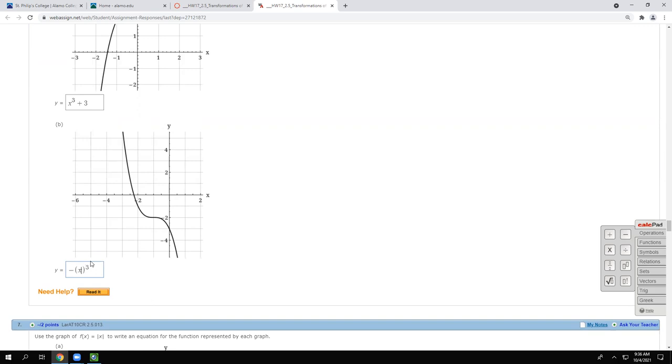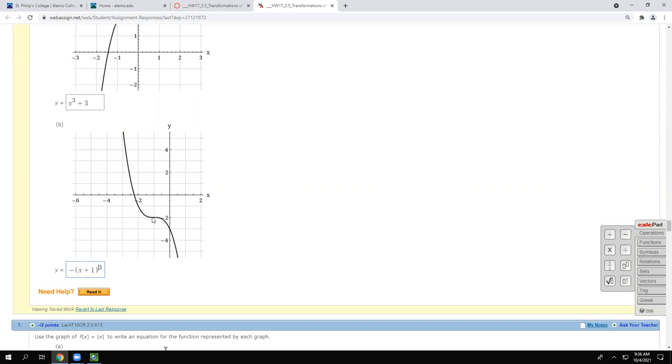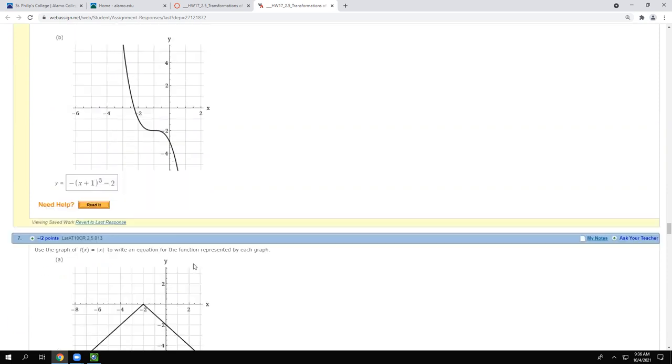Did it move left or right? This little central location, it wasn't the origin. Did it move left or right from the origin? It moved left 1, which means I'm gonna put +1 on the inside. Now, did it move up or down? So for down 2, I need to do -2. And now you've got it all. You've got the minus to make it look upside down, the plus to make it go to the left, and then the minus 2 to make it go down, and then the cube.